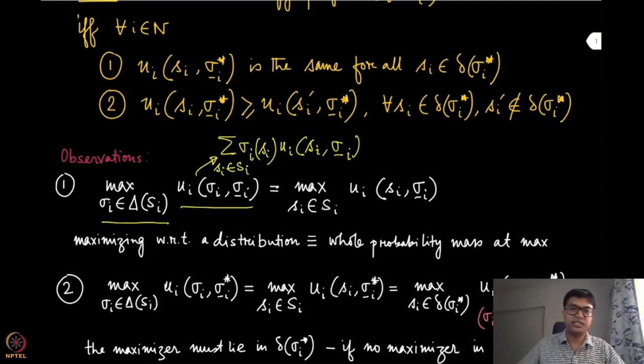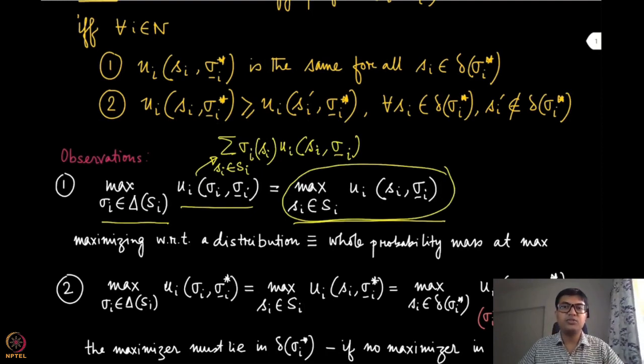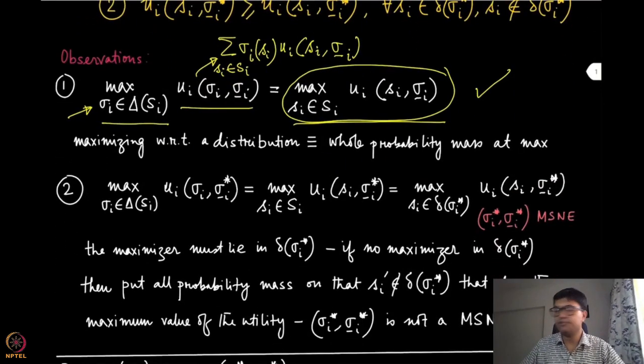And that is exactly what is written on the right hand side. If you just pick that strategy which gives you the maximum, this max is nothing but the maximum over all those k numbers. No matter in whatever way you try to find the probability distribution that maximizes the expected utility of this player, that is equal to the case where you are putting all the mass on the maximum value. So therefore this maximum value should be the same. So this is the first observation. This is a very simple observation, yet quite important and interesting.